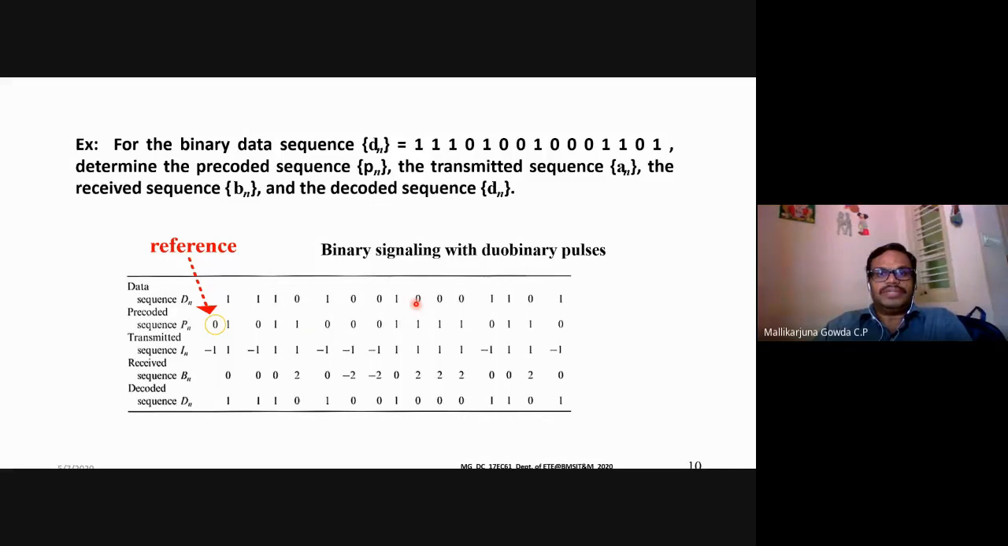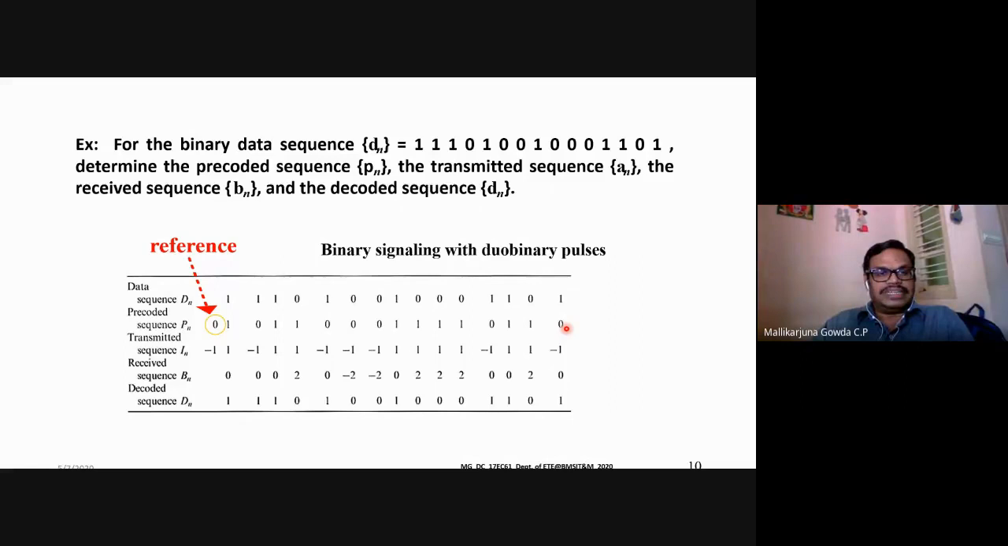1 XOR with 0, it is 1. 1 XOR with 0, it is 1. 1 XOR with 0, it is 1. 1 XOR with 1, it is 1. 0 XOR with 1, it is 1. 1 XOR with 0, it is 1. 1 XOR with 1, it is 0. Right? So all are fine.